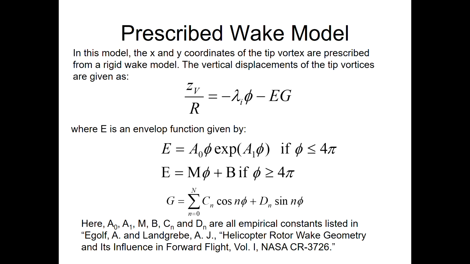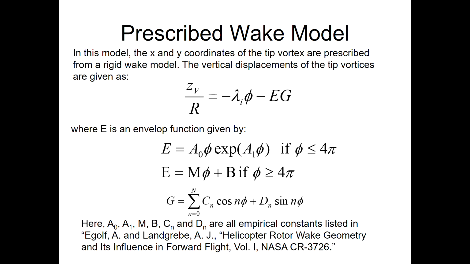Basically, the vertical descent Z is given as an empirical function like this. E and F have a lot of empirical constants, and G is a Fourier series. So it has lots of constants: C0, C1, C2, C3, Cn, D1, D2, D3, Dn. These were curve fitted from the experimental data observations by Alan Egolf and Jack Landgrebe. So you could use a wake structure like this.